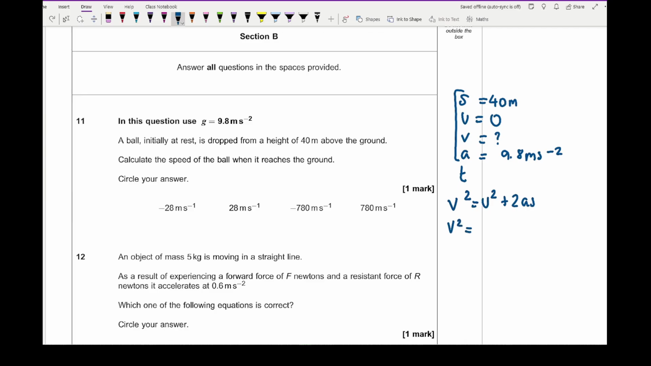V squared is equal to 0 squared plus 2 times a, which is 9.8, times s, which is 40. Remember that to find v we would need to square root the answer. So 2 times 9.8 times 40 square rooted gives a value of 28 metres per second.